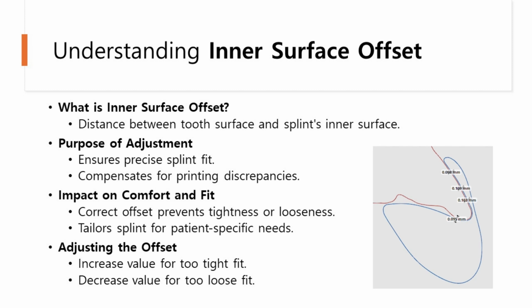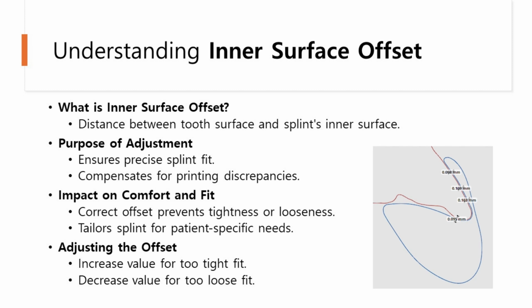Proper adjustment of this parameter is vital to ensure that the splint fits precisely on the teeth. It plays a significant role in compensating for any errors that might occur during the printing process, which is crucial for a comfortable fit without causing tightness. A correct offset is essential for the splint's functionality and the patient's comfort. It considers the thickness of the material and any necessary adjustments for specific treatment requirements or to enhance patient comfort.